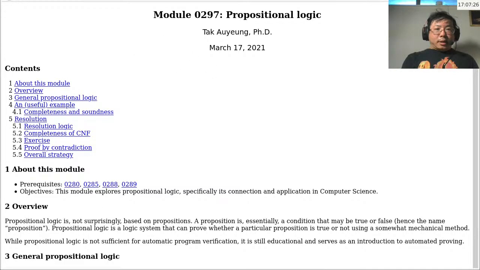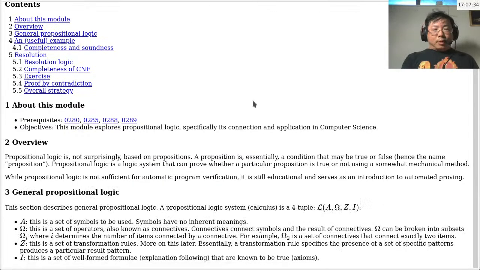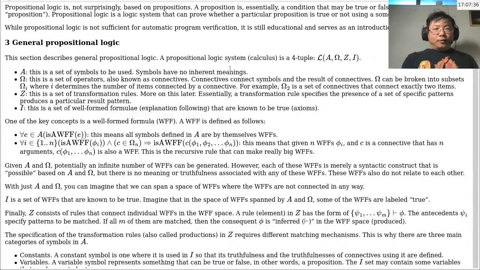So we're going to go back and resume our discussion of propositional logic. All right, very good. So with propositional logic, we'll first define something that is a little bit abstract. And this is the four-tuple.